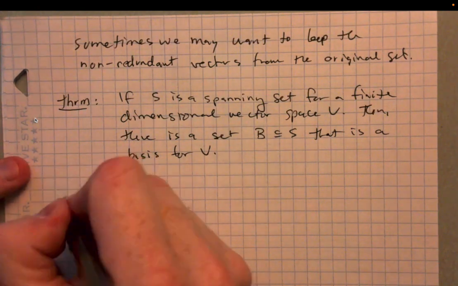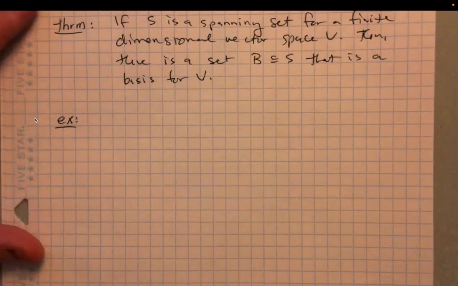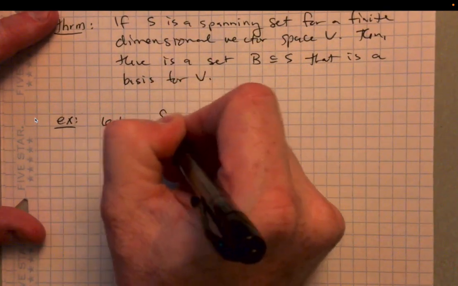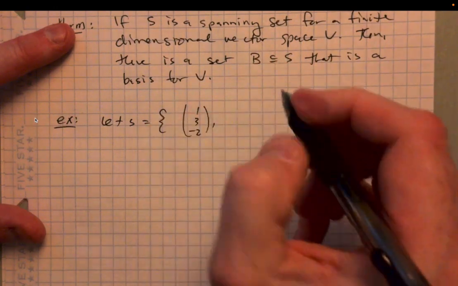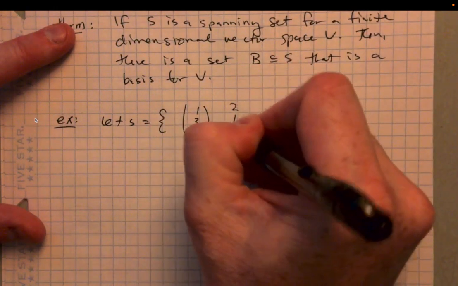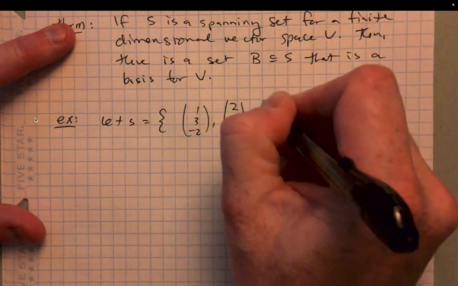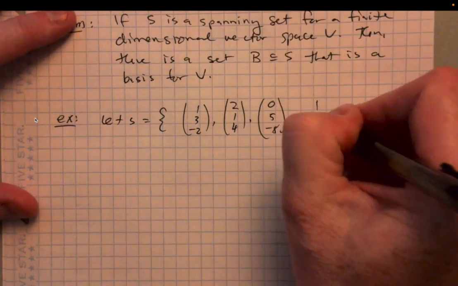Okay, so let's see an example of this. Let S equal 1, 3, negative 2, 2, 1, 4, 0, 5, negative 8, and 1, negative 7, 14.